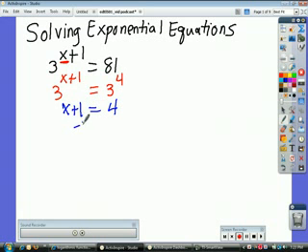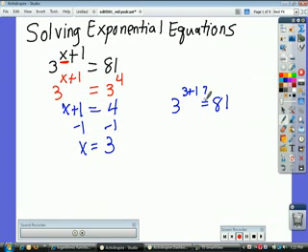Now we solve for x, subtract 1 from both sides, so x equals 3. Remember, you should always check your work, and we should be able to easily see that 3 raised to the 3 plus 1 should equal 81. We're asking ourselves if it is equal in fact. This becomes 3 to the 4th power, which is 81, and that works out.